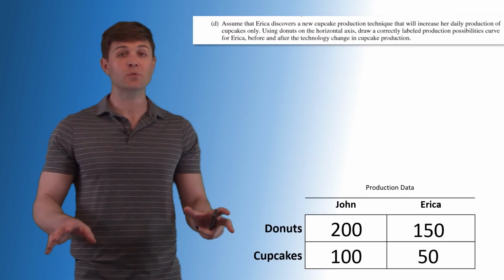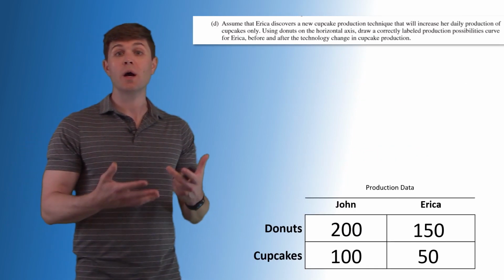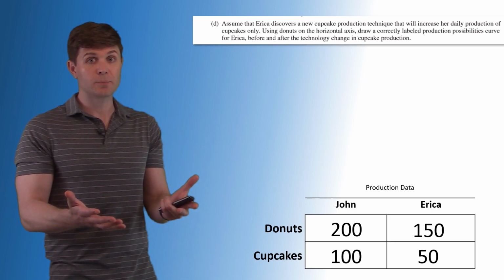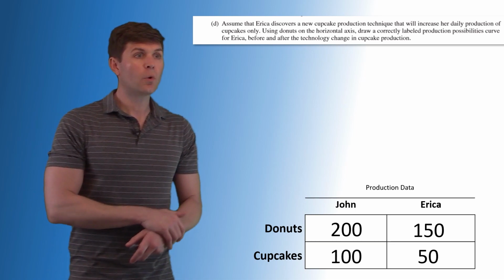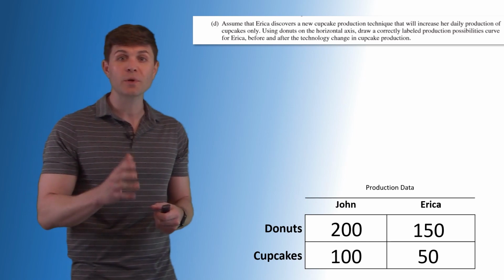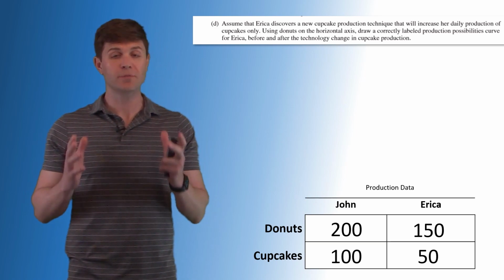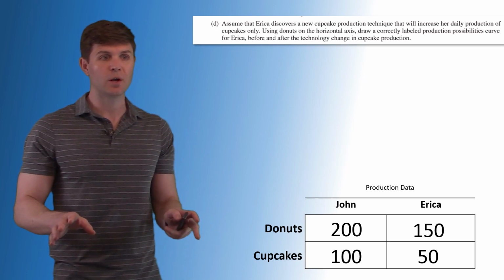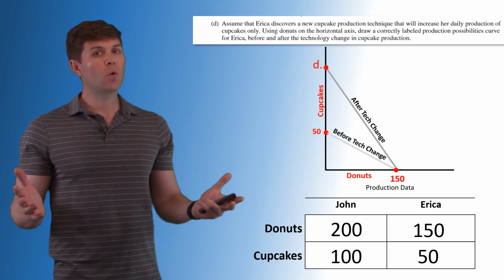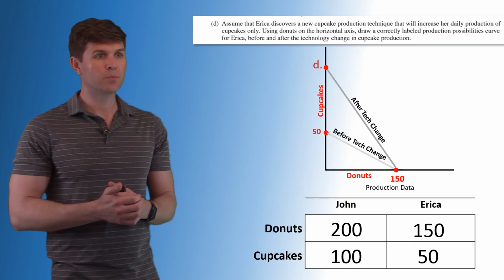All right, the last part of this question, a nice easy one. We need to draw a new production possibility frontier, actually, and then adjust it. So Erica discovers a new cupcake production technique that will increase only her daily production of cupcakes. It's not going to affect donuts at all. So we need to create a whole new production possibility frontier.